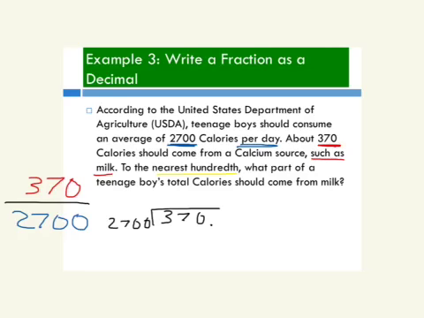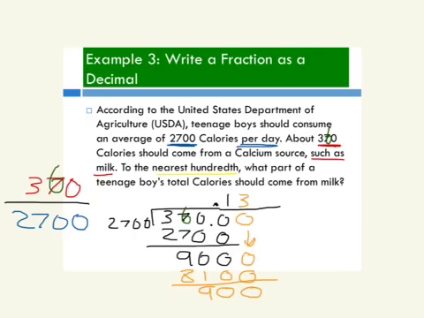Okay, so these are big numbers, but let's see if we can follow the same principle and get to the answer. Pause if you want, and try it on your own. Sorry there, I made a mistake. It's actually 360 calories should come from milk, so I replaced each 7 with a 6. Make sure you do so yourself.